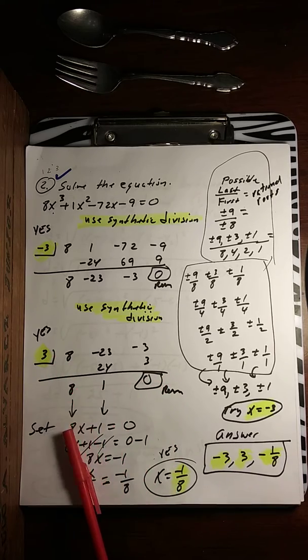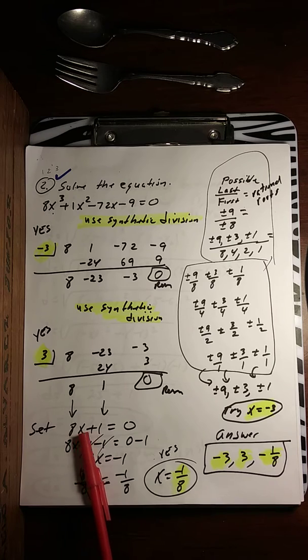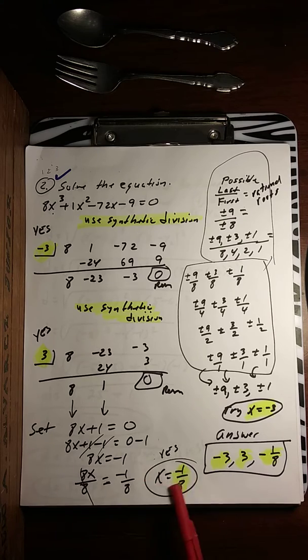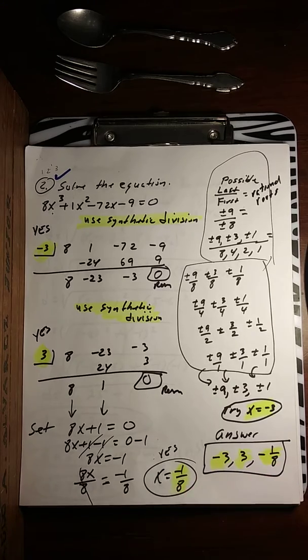So now we have 8x plus 1 left over. 8x plus 1 equals 0. Minus 1, so 8x equals negative 1. Divide by 8. So x equals negative 1 over 8. So the answers are negative 3, positive 3, and negative 1/8.